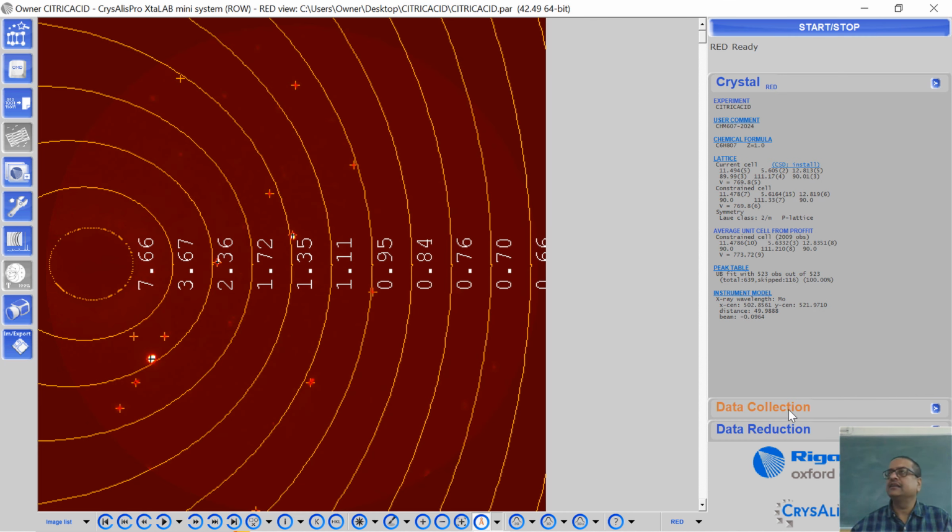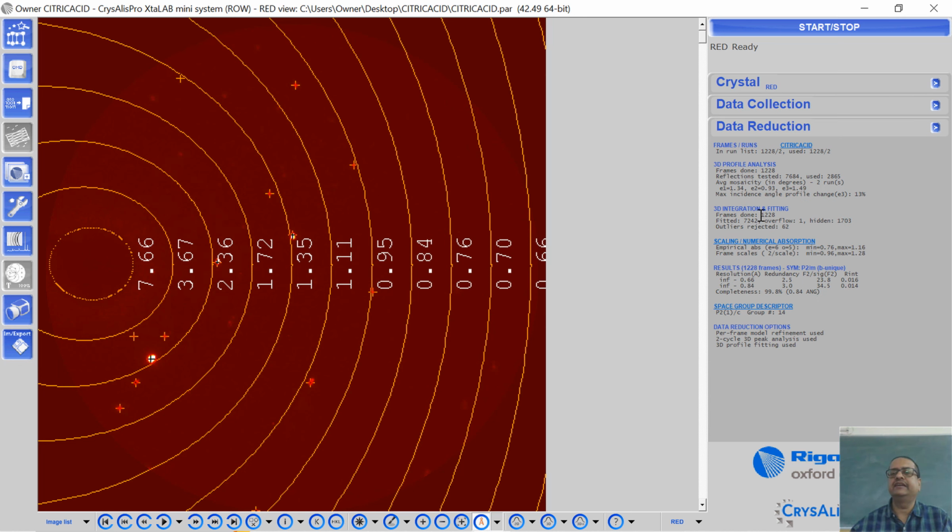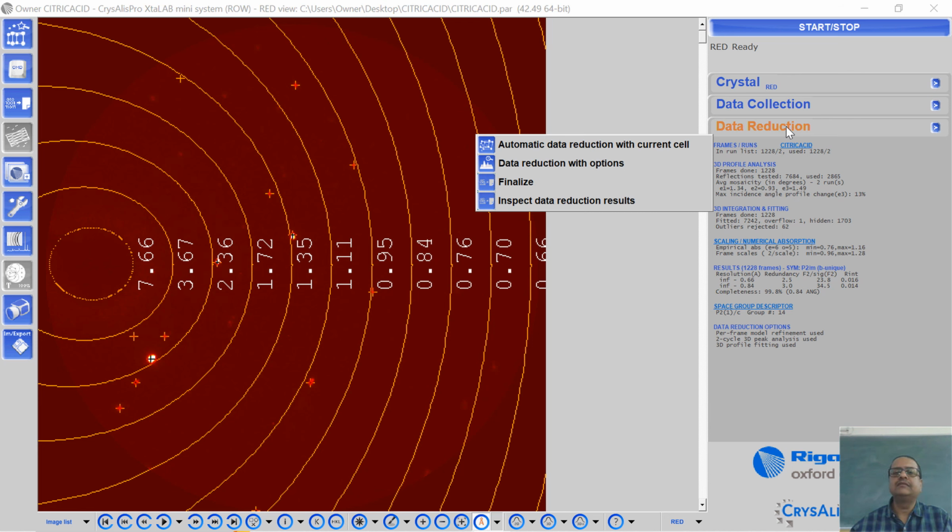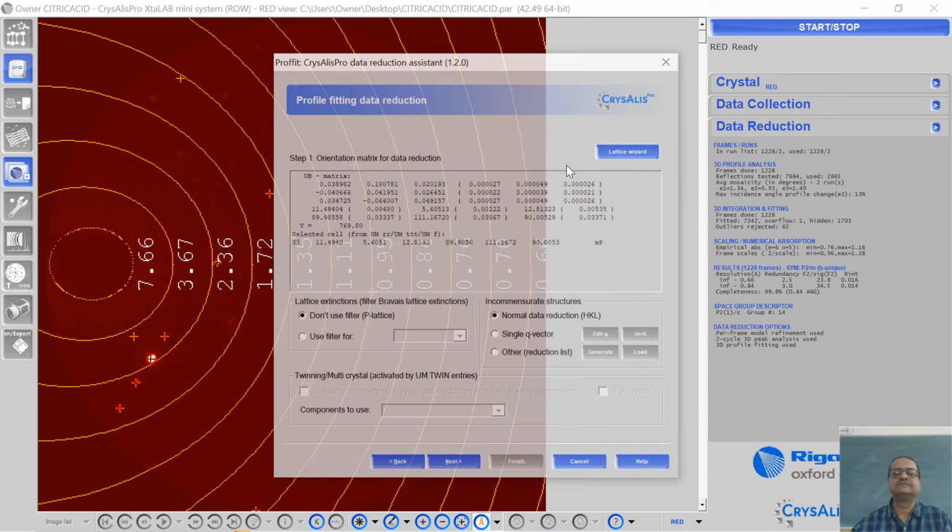We have already collected the data, so we go to the next page, data reduction. Here again you have options: automatic data reduction with current cell or data reduction with options. Since I want to demonstrate how one can use the data reduction module to identify the space group manually, we go to data reduction with options.